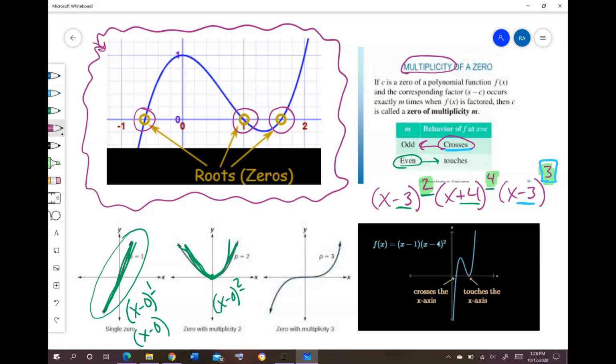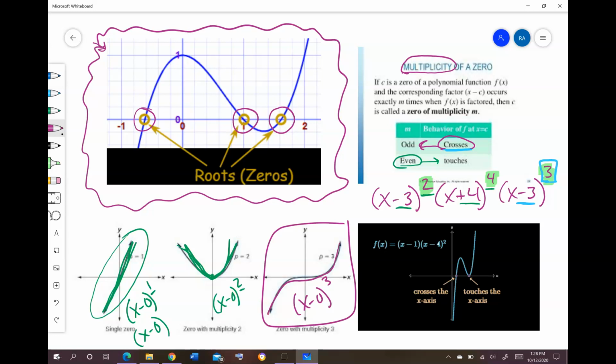Now, your random little guy is going to be right here. You see how it kind of looks like it crosses and touches? This is a cubic graph, and we would say it would be x minus 0 cubed. So anytime you see a graph do this, it's going to be cubed.